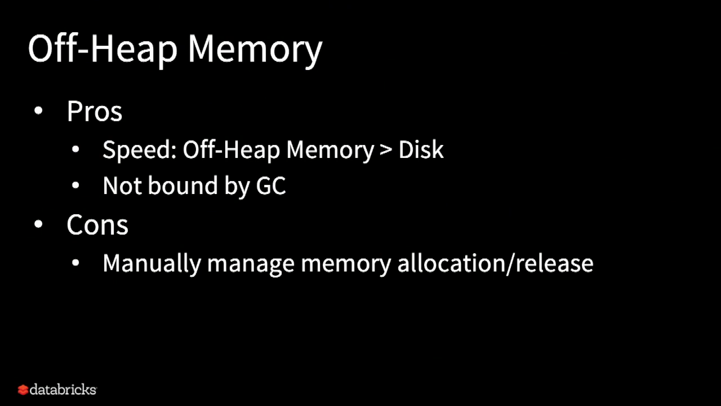The speed of accessing off-heap memory is roughly the same as that of on-heap memory, so it's a lot faster than from disk. The advantage is it's not bound by Java GC, so no stop-the-world issue. The disadvantage is you have to manually manage your memory allocation and memory release. But it also gives us a chance to save some memory when dealing with some Spark internal data storage issues.